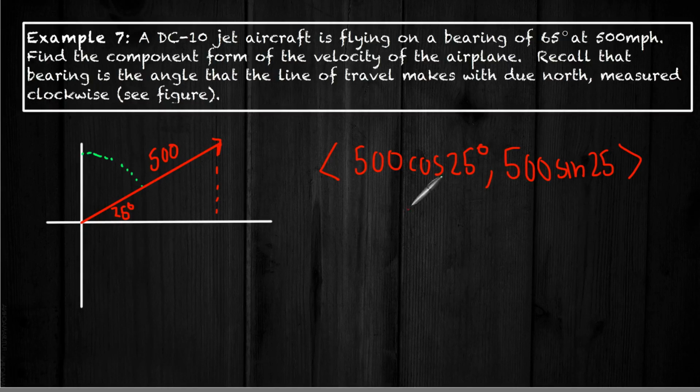We went over that earlier when we talked about v cosine theta, v sine theta gives you the components. And so the components of this vector is going to be 453.15 and 211.31. What does that represent in real life? Well, it represents the speed of the plane in the horizontal direction and the speed of the plane in the vertical direction.